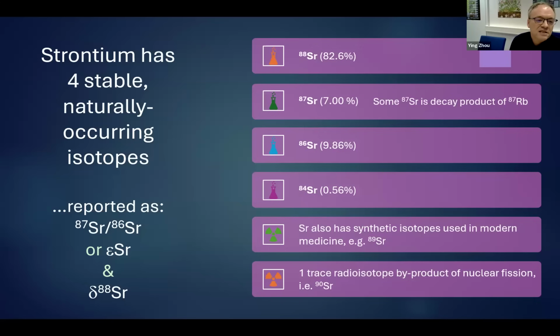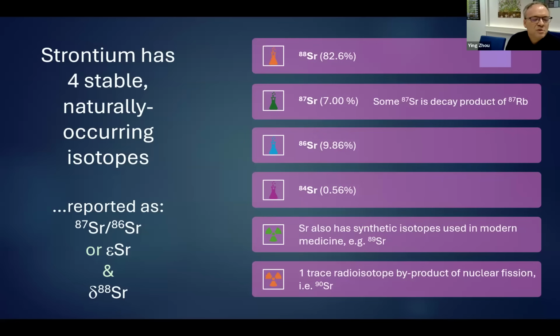That's because 87 is a radiogenic product of radioactive decay, beta decay of 87 rubidium. And therefore, the 87-86 ratio of natural materials can vary, not simply due to fractionation, but due to the mixing of different sources of different age and rubidium-strontium ratio.